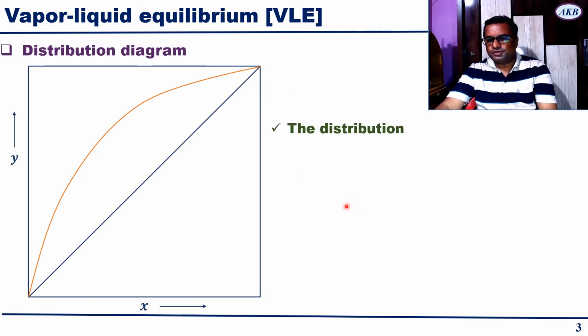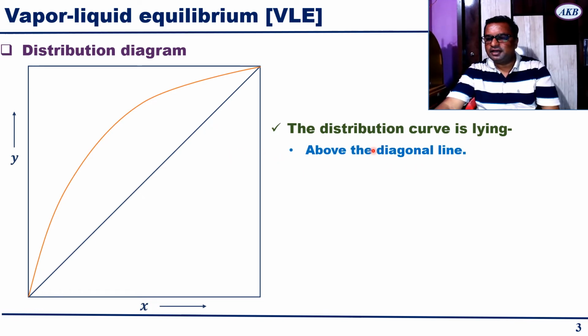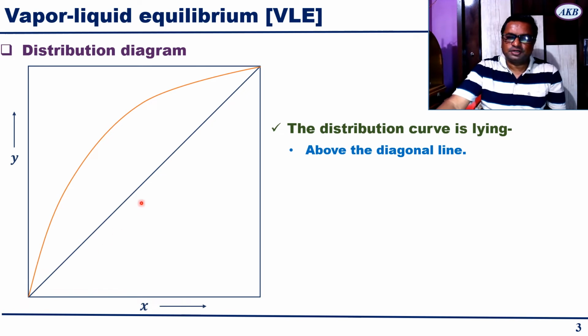The distribution curve, the red curve, which is obtained by plotting x versus y, you can see in this diagram is lying above the diagonal line. The distribution curve is lying above the diagonal line. It is very much clear from this diagram.